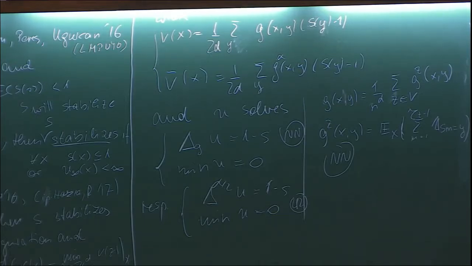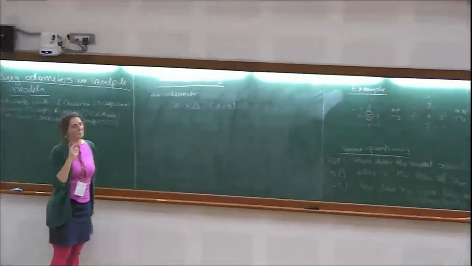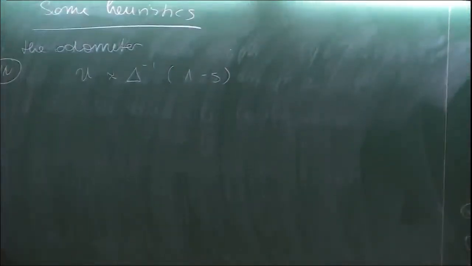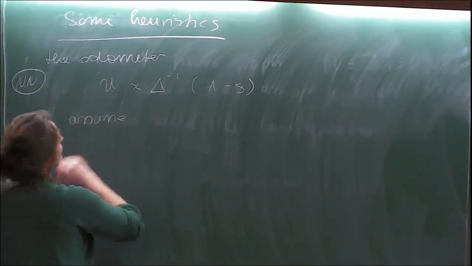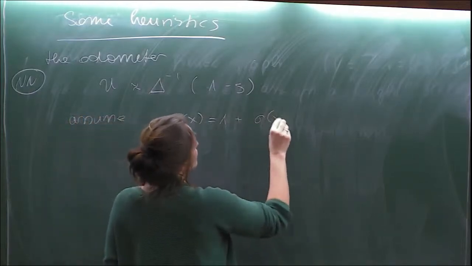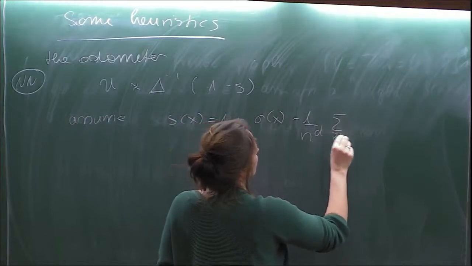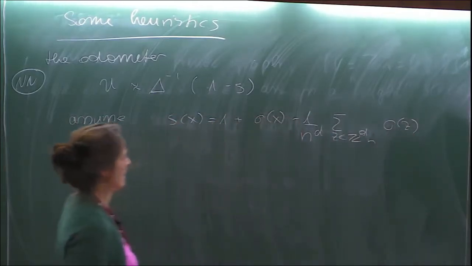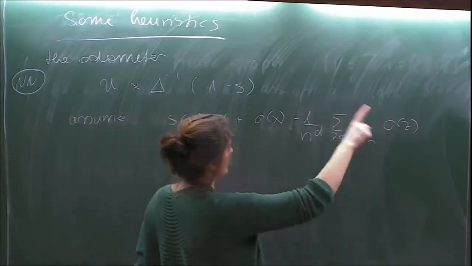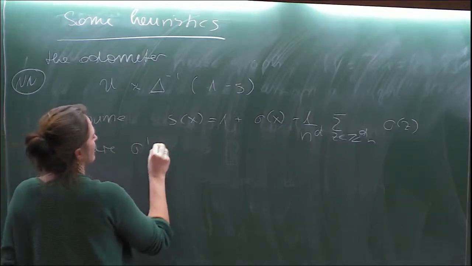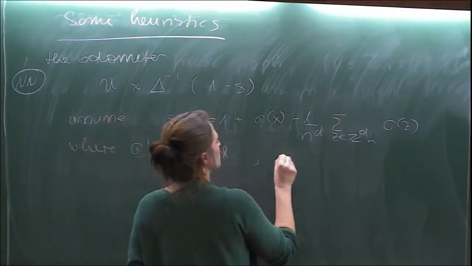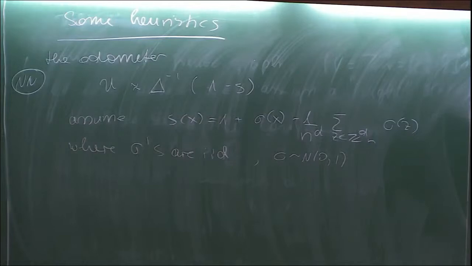Okay, so we have seen that the odometer U is more or less solving this equation. So it's the inverse Laplacian. Let's say we are in the nearest neighbor case. So the inverse Laplacian applied to 1 minus my configuration. Assume now I'm starting with this initial configuration: 1 plus sigma minus the 1 over the volume, over all the values on my torus, where the sigmas are IID, and for the moment let's assume that they are standard normals.